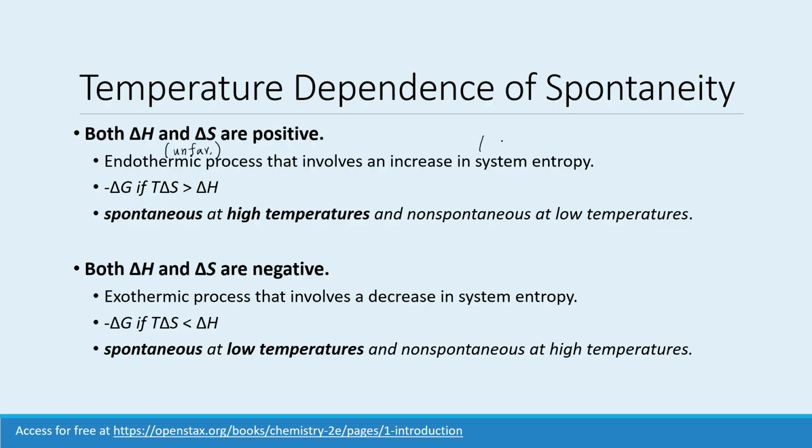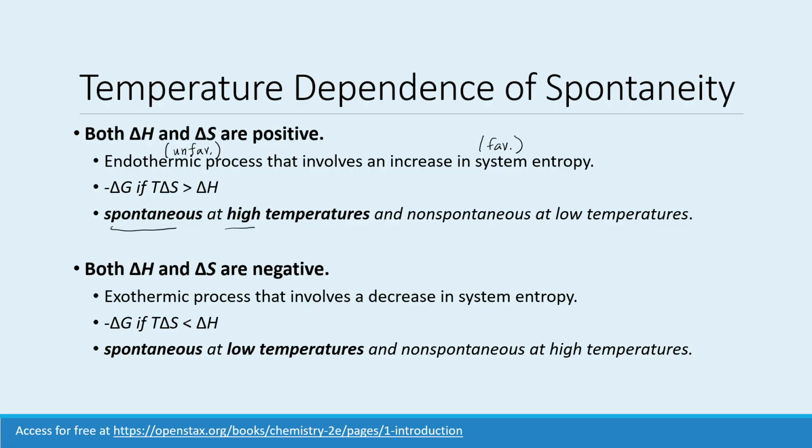But delta S positive, that is favorable, right? An increase in entropy is going to be favorable. And so you've got this kind of juxtaposition between the two where one is favored and one is not. So what you want to do is increase that variable between temperature and entropy. If you increase the temperature, you're going to increase that T delta S part of the equation, and so you'll get a spontaneous reaction.